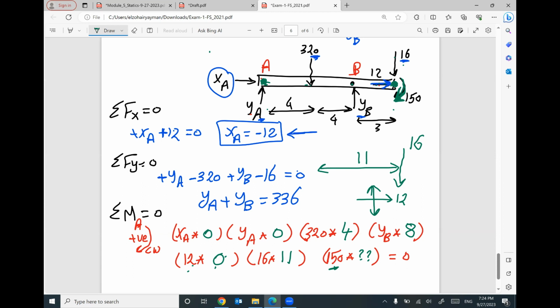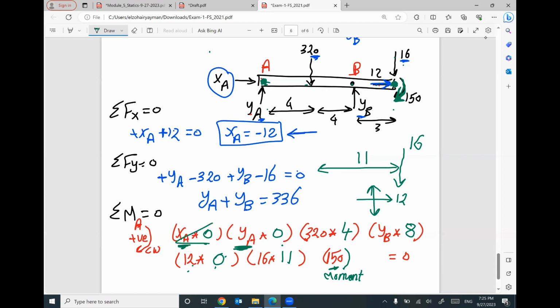This is the last question. The distance does not matter. No, it's not one. We don't need distance. This is the correct answer. So you have to put 150 only, without multiplying it with any distance. Why? Because this is a moment. If you are given a ready moment, you don't need distance. If you have a force, we still need distance. But if you have a moment, it does not need distance.